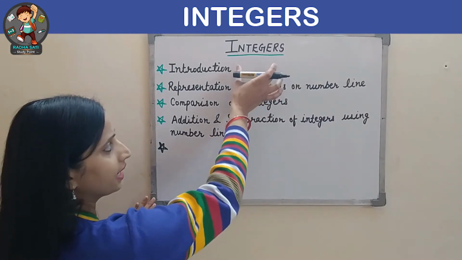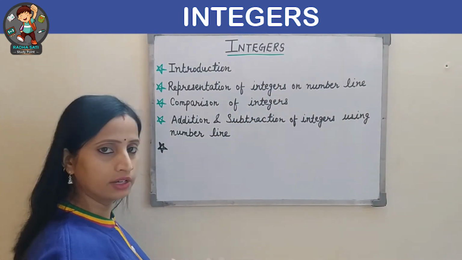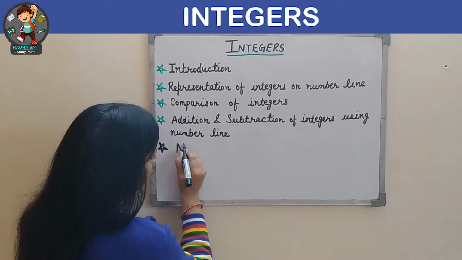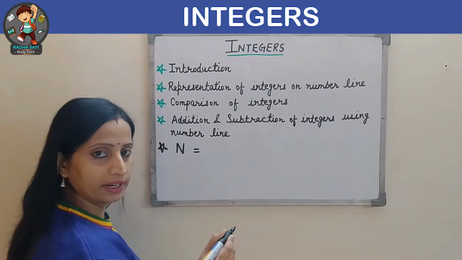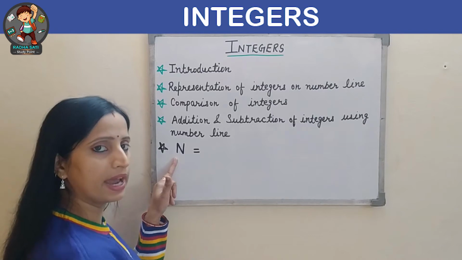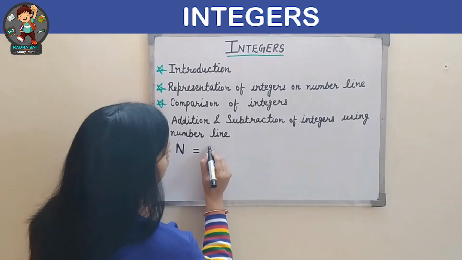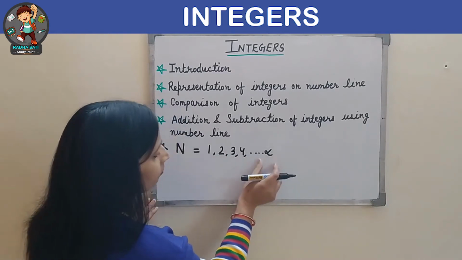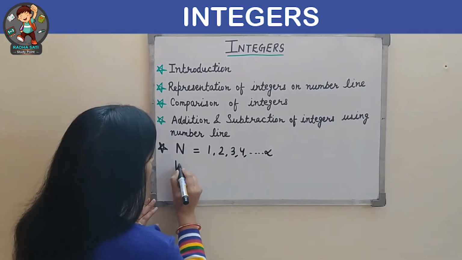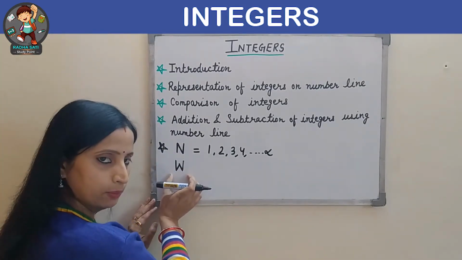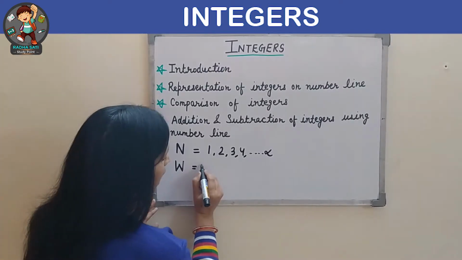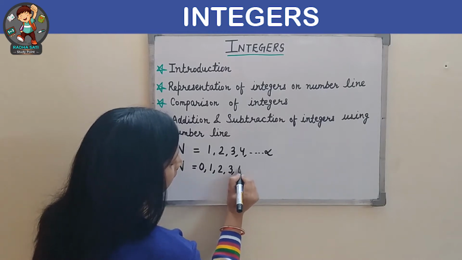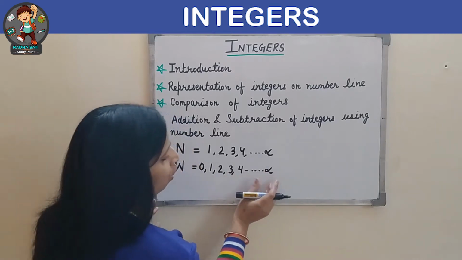So before starting integers, let us just have a quick review on natural numbers and whole numbers. Natural numbers are the numbers which start from 1. We always denote the natural numbers by capital N. So natural numbers start from 1 and go till infinity. Now whole numbers. We denote the whole numbers by capital W, and whole numbers always start from 0. So whole numbers are 0, 1, 2, 3, 4, 5 and so on.